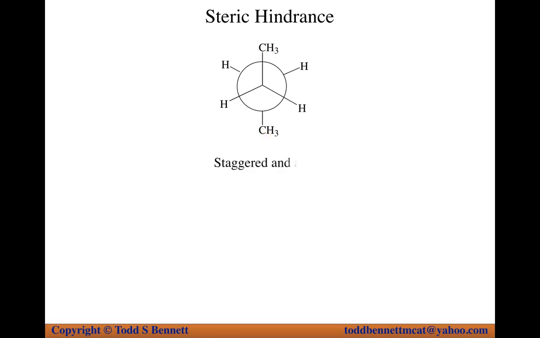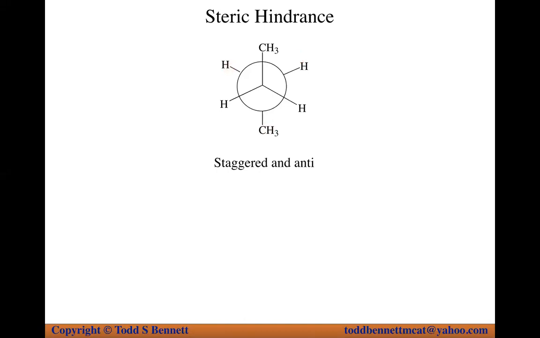So if I look at this from the head-on position, they refer to the front carbon, the substituents, these 3. They are not blocking the view of the back ones, so they are not eclipsed. They're in between. So in between these 2 is this one, in between these 2 is this one, in between these 2 is this one. So we refer to it as a staggered conformation.